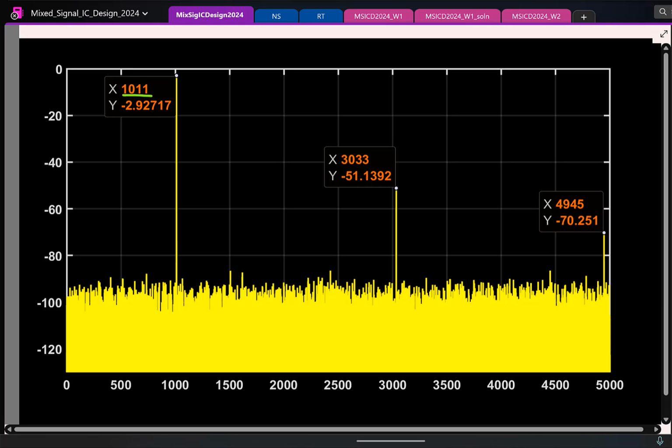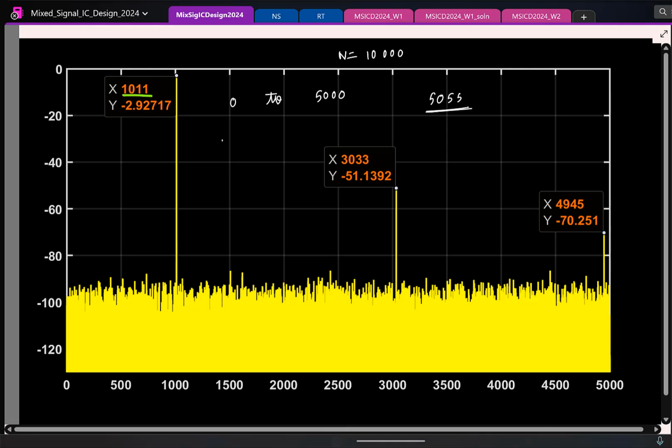So the third harmonic will be at what value now? 1011 times 3 is how much? 3033, fine. 1011 times 5 is 5055. My range is from 0 to 5000, right? So where will this alias to? Remember, my number of points is 10,000. Where will it alias to?